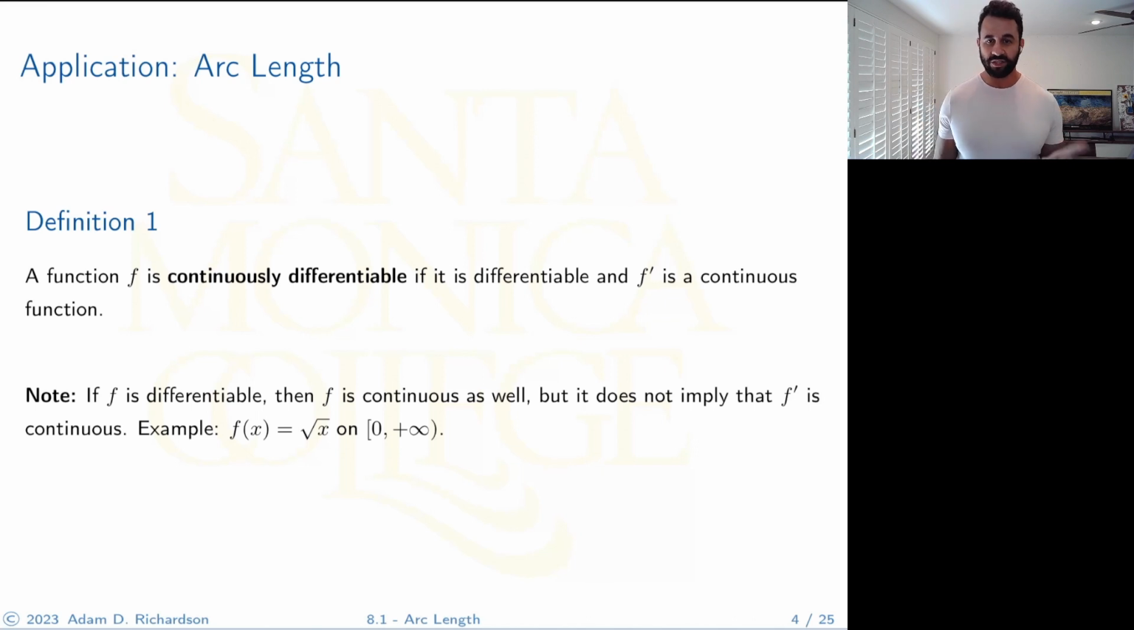So we need one definition to start. We say that a function is continuously differentiable if it is differentiable and its derivative is continuous. It's a little bit subtle, but what we're saying is that you can differentiate the function, and that derivative is also, excuse me, continuous.